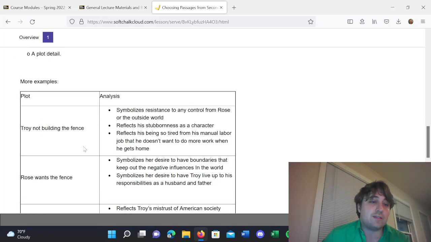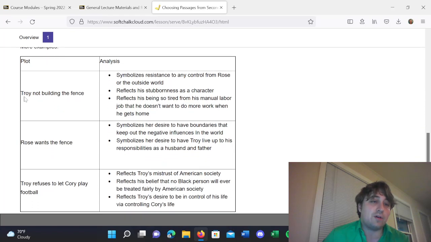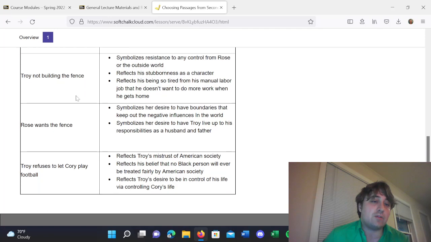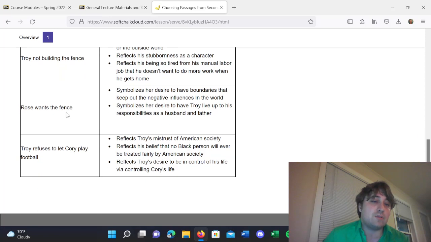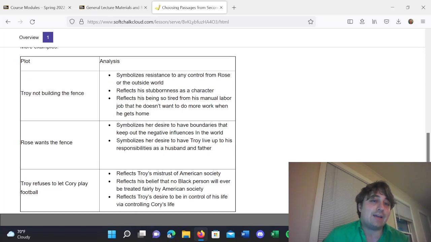So, here's some examples. These are from Fences. So, what's in the plot versus how you analyze that. So, on the one side, we have Troy not building the fence. That's part of the plot we can talk about. We have Rose wants the fence, part of the plot we can talk about. Troy refuses to let Corey play football, part of the plot. And we can analyze each one of these.